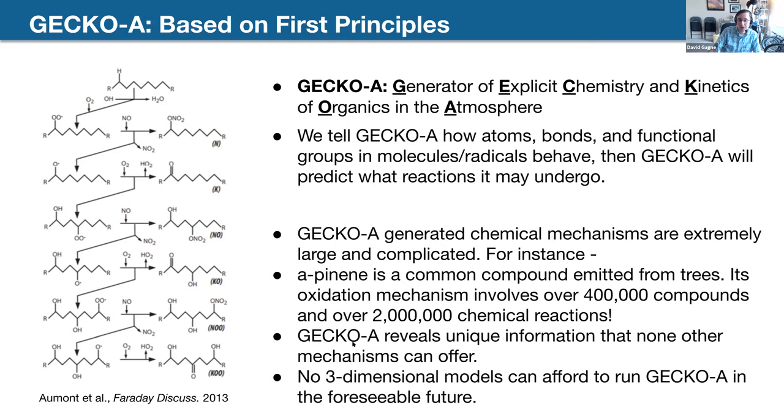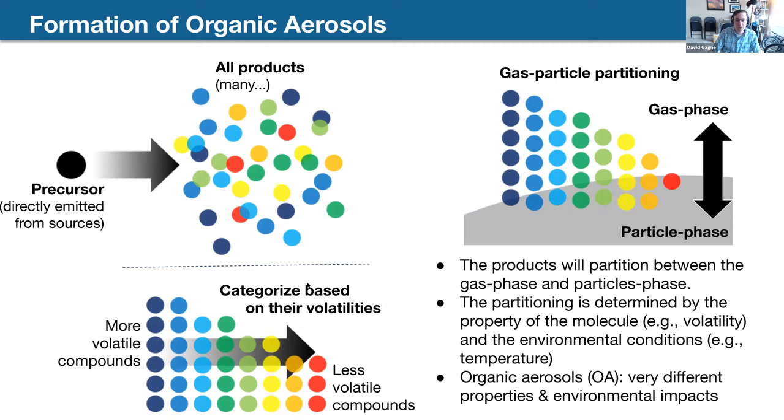However, we can't run GECKO-A in a three-dimensional atmospheric model. So how are we going to get around this bottleneck? Here are some more descriptions of how all the particles work. We take our precursor directly from whatever the source is. It combines with all these other products, and then we group all the values based on their volatility. So it's just a measure of how we're binning the data.